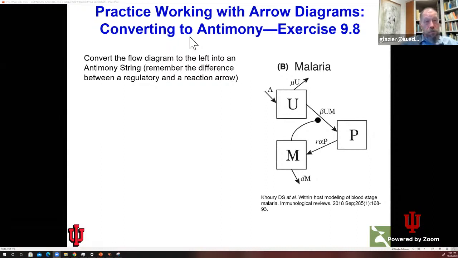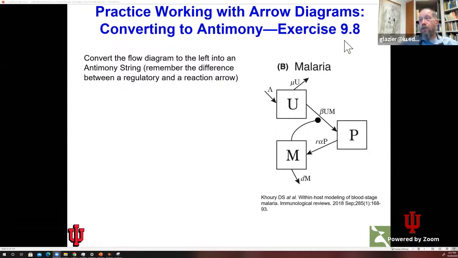And it's also untreatable, which doesn't make it very pleasant. But in this case, it's a model for malaria. And the first step is to take this model for malaria and turn it into an antimony string.